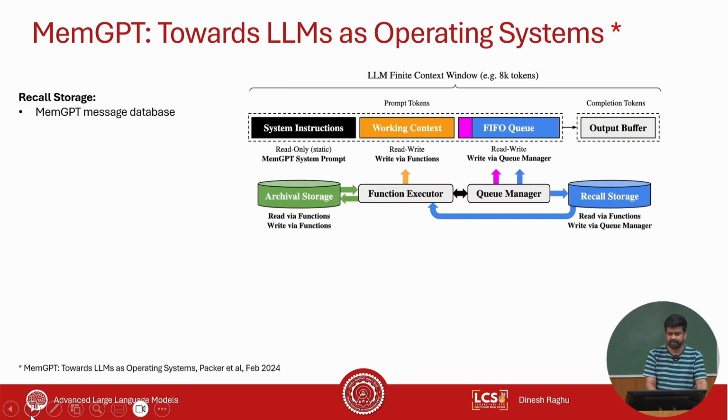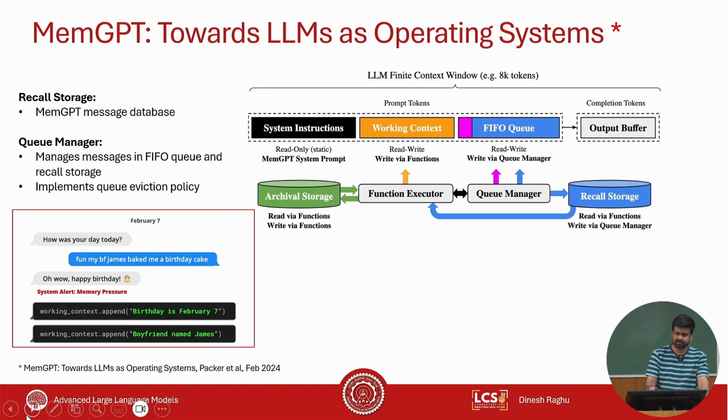Now in addition to this, they have two important memories. One is a recall storage and the other is the archival storage. So let's first focus on recall storage. Recall storage is basically a database of all the messages you've had so far. So if you take ChatGPT as an example, all the conversations, all the sessions that you've had so far will be in the recall storage.